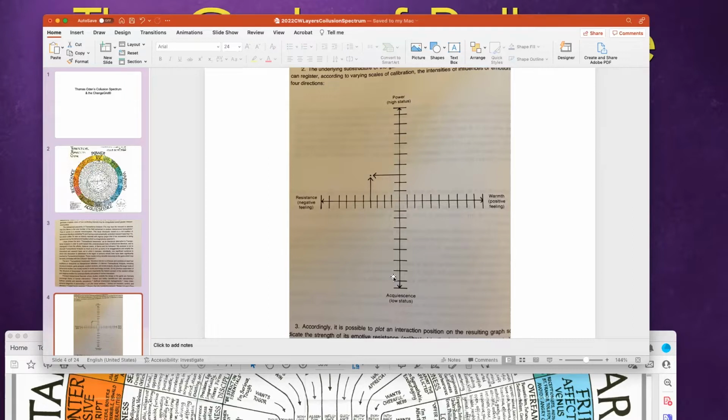So that's the one. What is your level of power, status, etc.? And then the second dimension is about what's going on with you emotionally. And so resistance, negative feeling, and warmth, positive feeling. So where are you along this spectrum? Are you feeling resistant to it? Are you feeling warm about it? Positive, negative, neutral, etc.